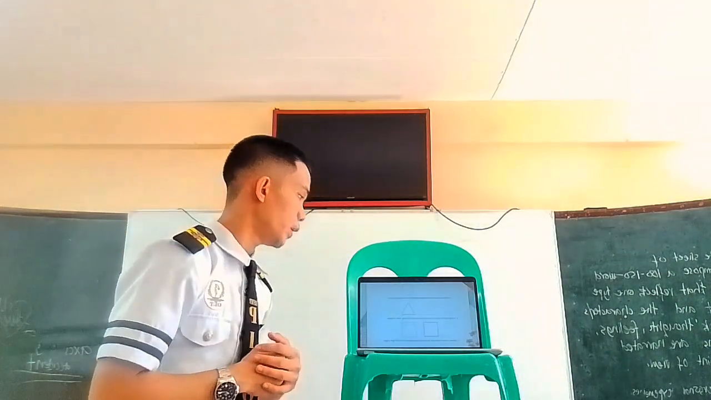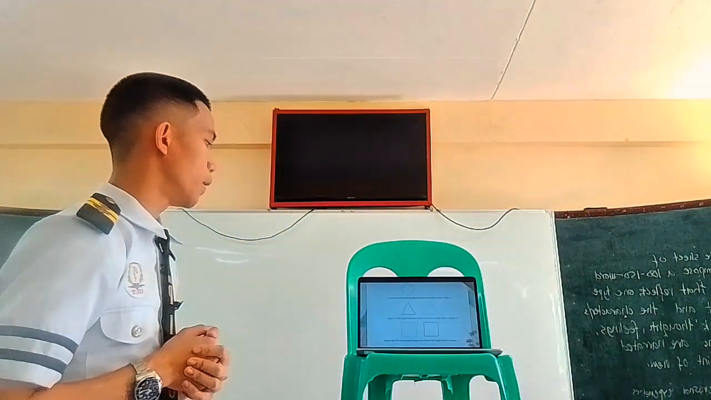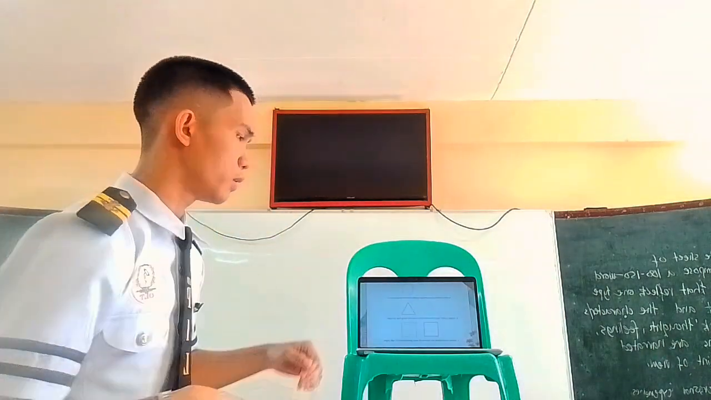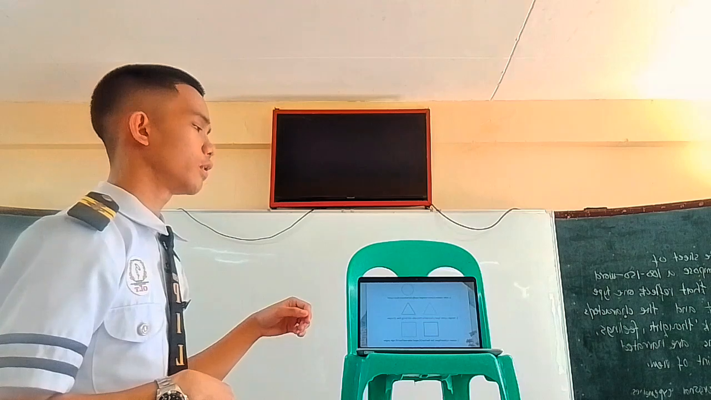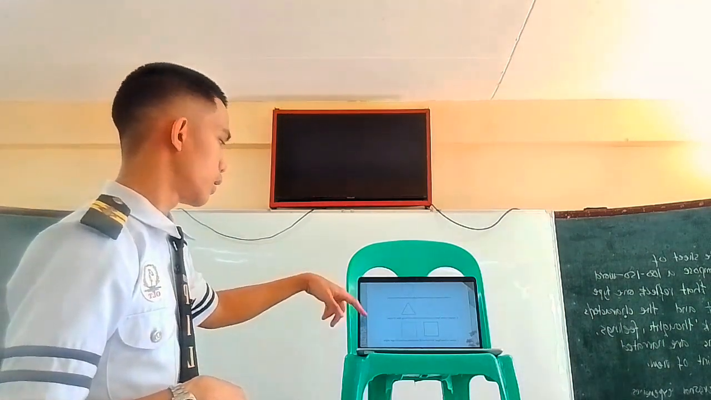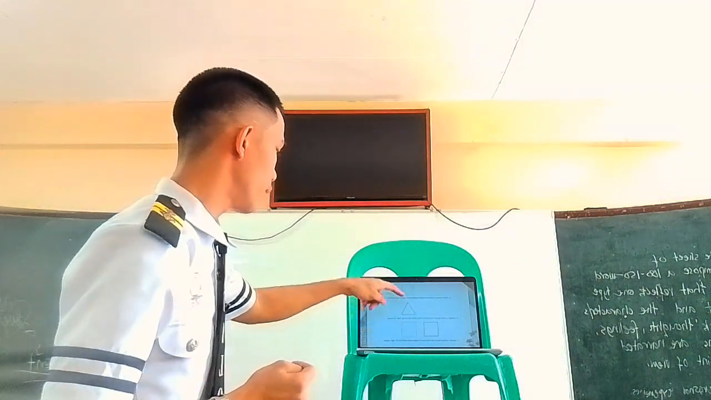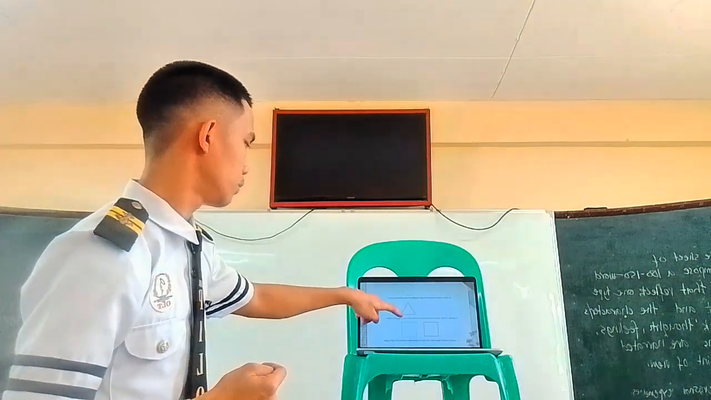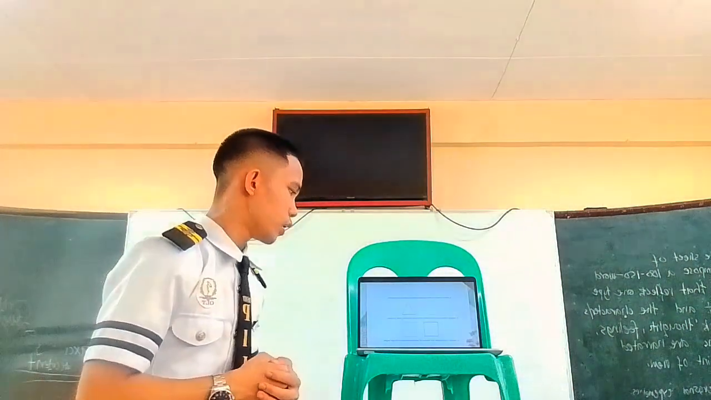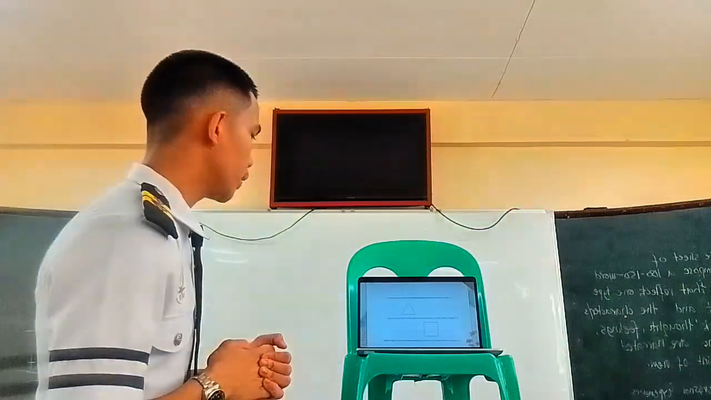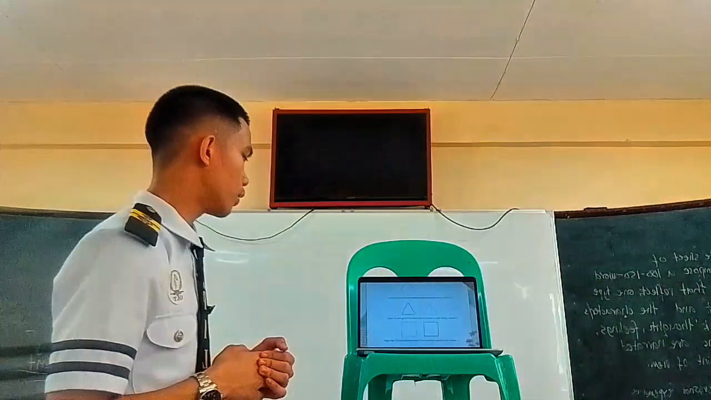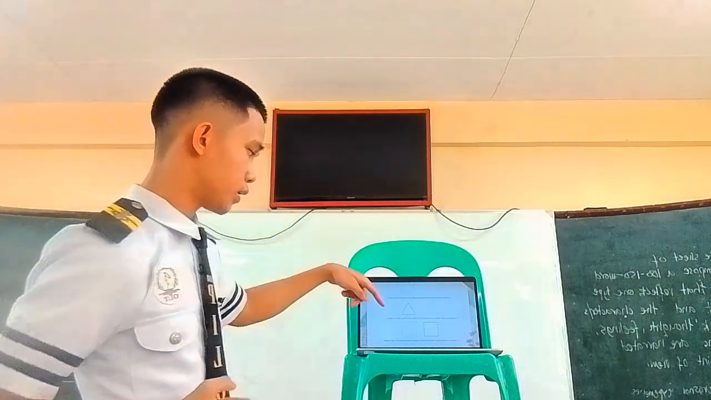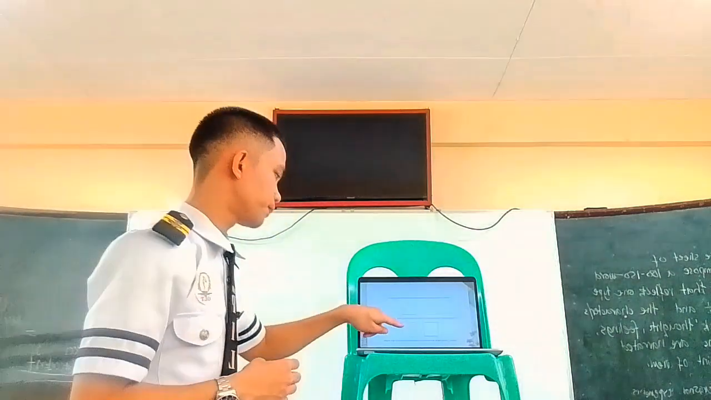Letter B, triangle. A plane figure bounded by 3 sides and having 3 angles. As you can see, it is not visible. It has 3 sides and 3 angles. Letter C, square, a plane figure that has 4 equal sides and 4 right angles. So, we already know that a square has 4 equal sides and 4 right angles.